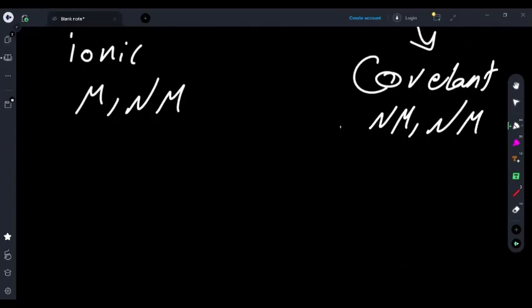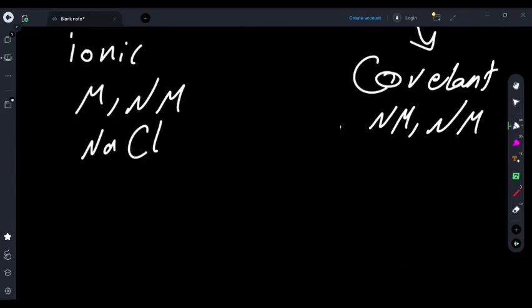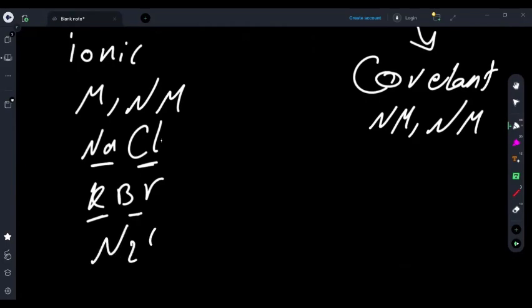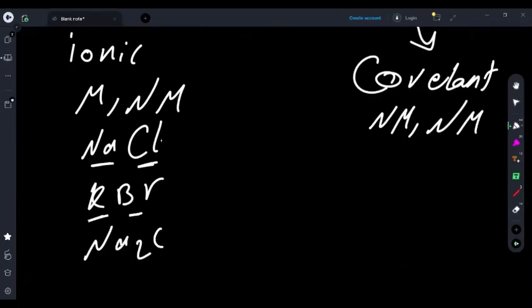Now, okay, for example, for the ionic compounds here, you will see something like that, NaCl. So, NaCl here, between metal and non-metal. Like for example, KBr, potassium K, metal, Br, bromine, non-metal. For example, Na2O. Okay, this is between sodium, which is metal, and oxygen, which is non-metal, so this is ionic.